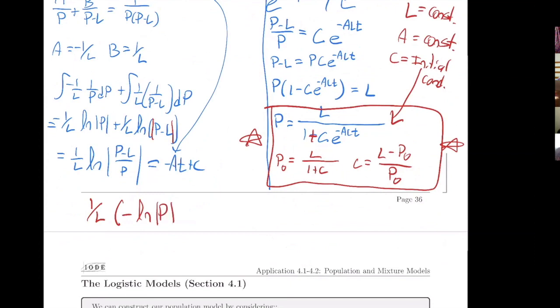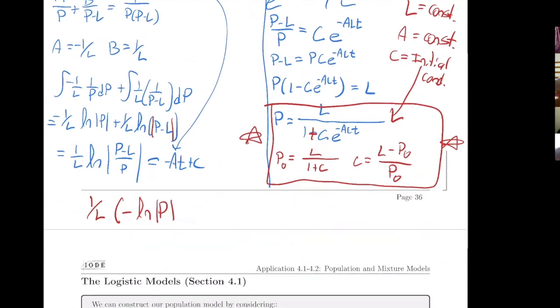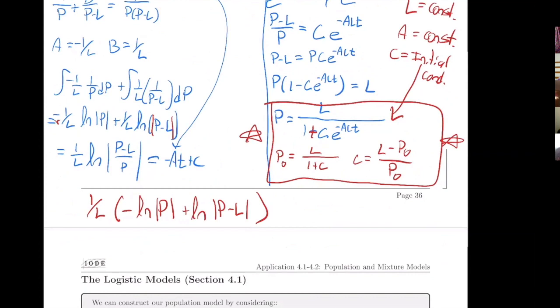So if you factor out, I'm just factoring out 1 over L. And when I do that, what's left over is this. Right, so we have the negative from this one over here. And now to go from here over to here, we're just using the property that when you're subtracting two natural logs, it's like taking the natural log of their quotient. Yeah, so the natural log of P over L minus the natural log of P is the same thing as the natural log of P minus L over P. Yep.